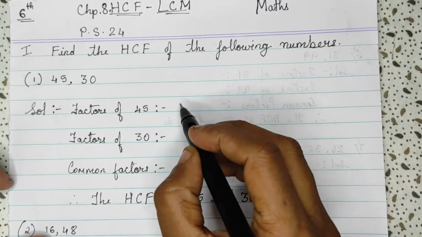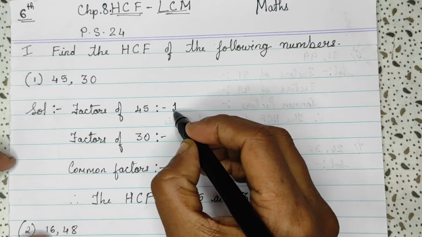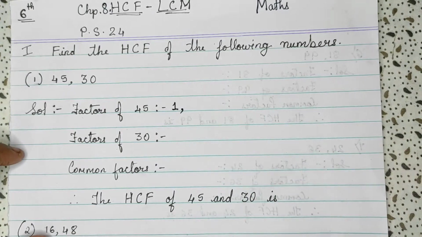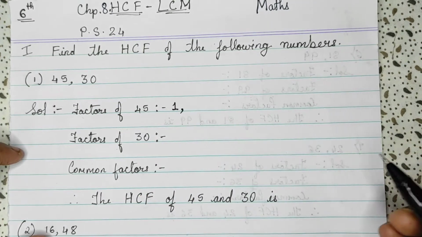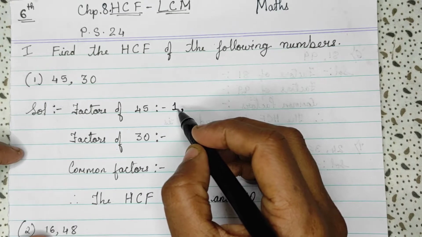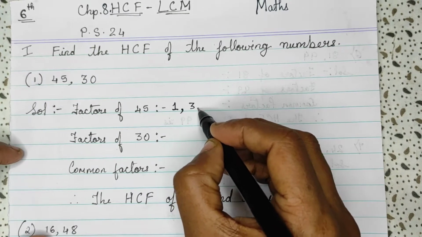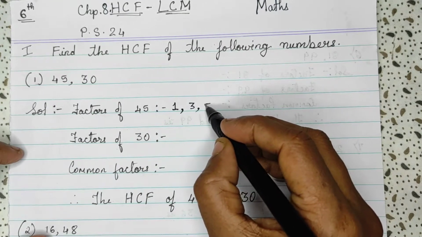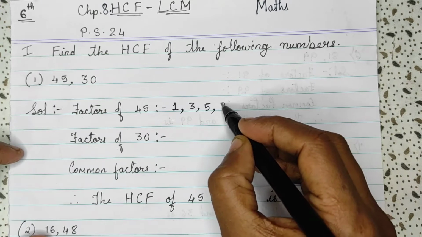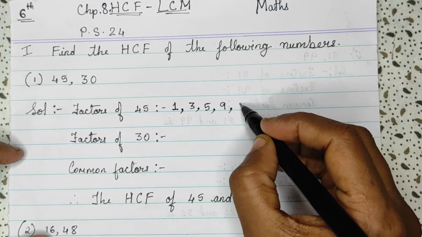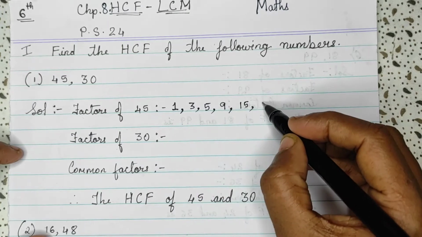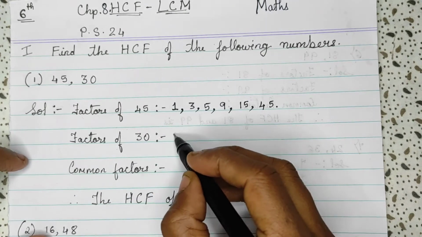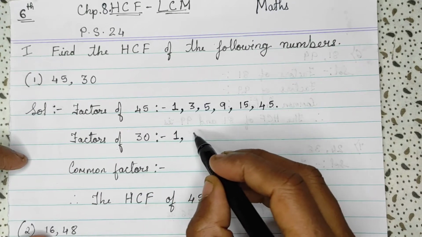See, factors of 45. Here we have to see by which table 45 can be divided. यहाँ हमको ये देखना है 45 कौन से टेबल से डिवाइड हो सकता है. So it will be divided by 1, 3: 3 1s are 3, 3 5s are 15. Then 5: 9 5s are 45. Then 3 15s are 45 and 1 45 is 45. So it is divided by 1.